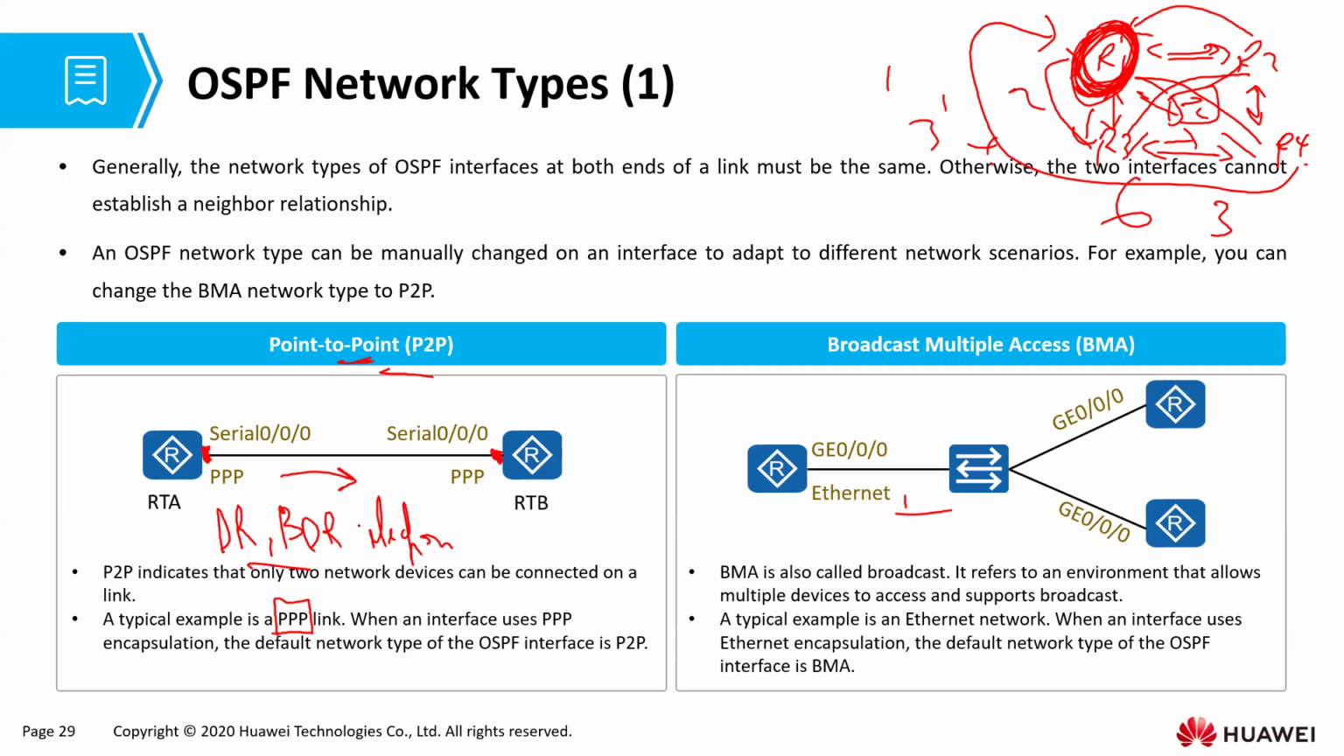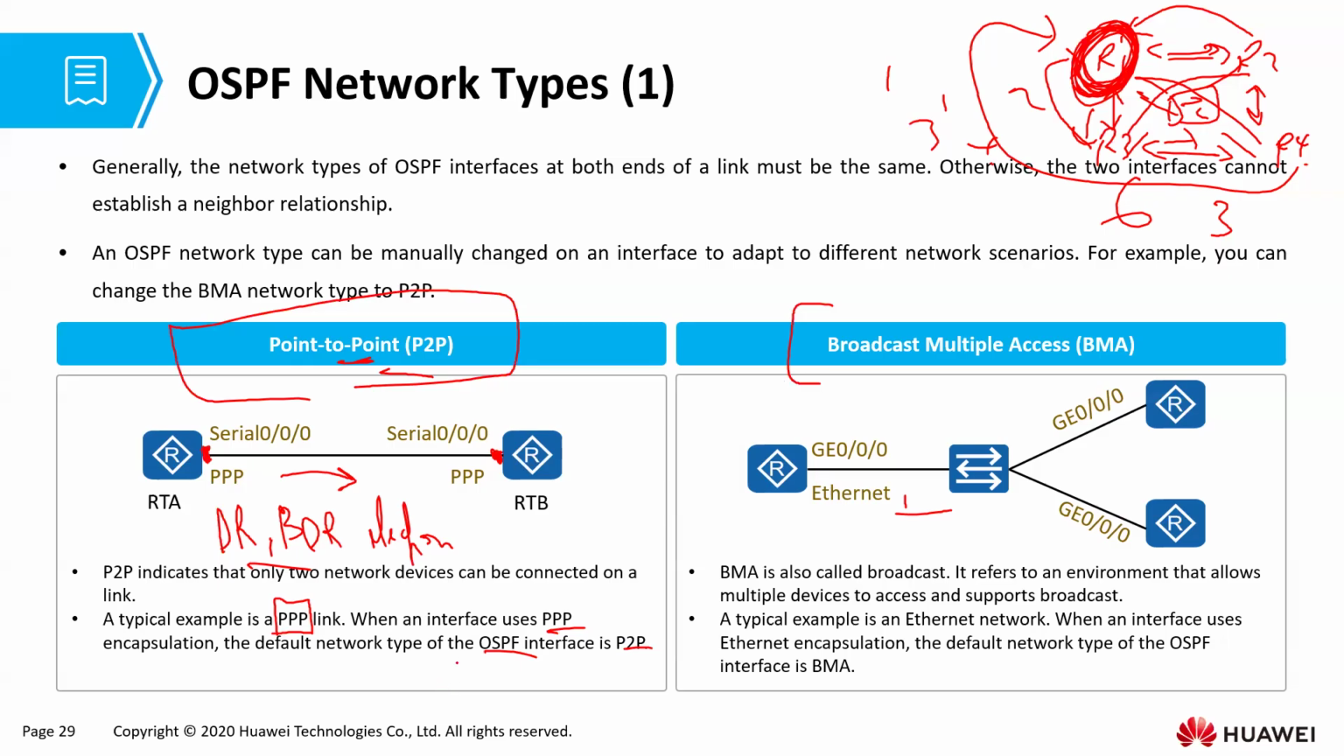No need for a designated router in this one. Adjacency will only be with the designated router instead of all other routers. A typical example is a PPP link. When an interface uses PPP encapsulation, the default OSPF network type is P2P. The way a network in a P2P is configured will be different to, for example, this one.